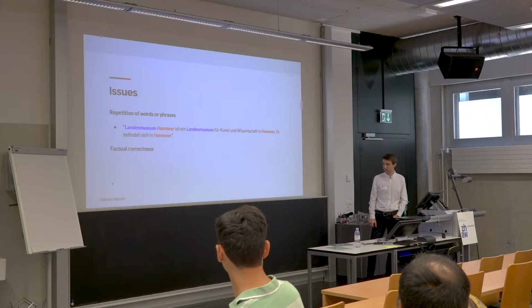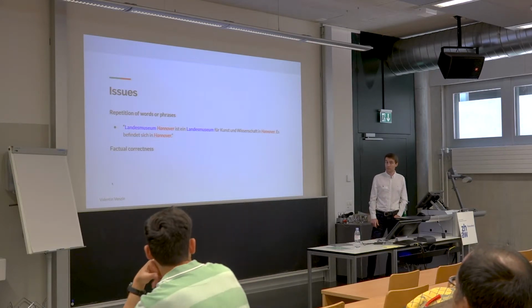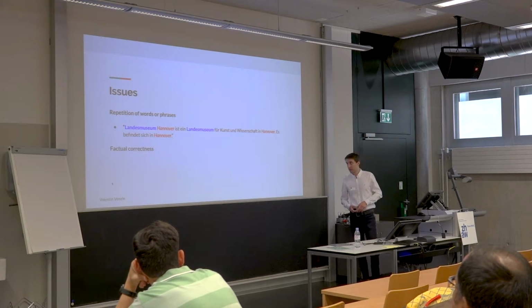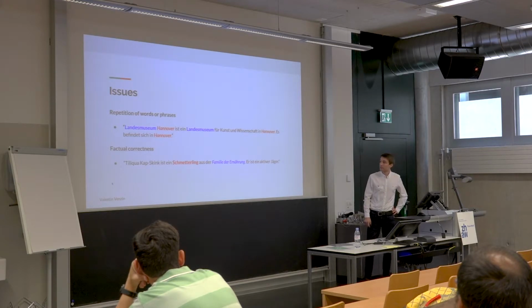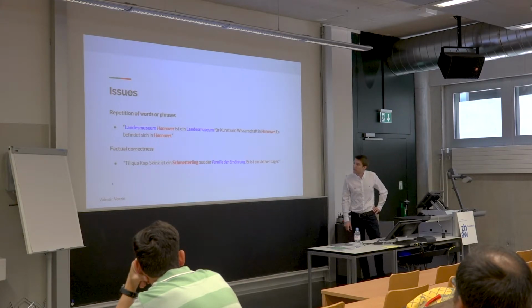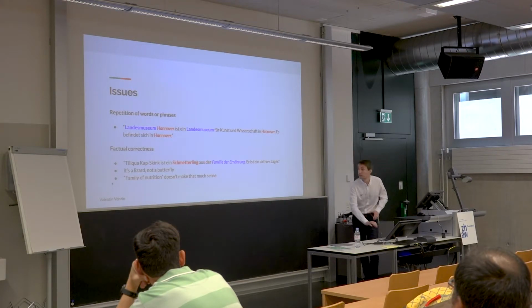And then the second issue that I want to talk about was factual corrections. Sometimes the model just makes things up, and we clearly don't want that. So for example, in this sentence we have Tilka Kapskink ist ein Schmetterling aus der Familie der Ernährung. First of all, it's not a butterfly, it's a lizard. And second, Familie der Ernährung, family of nutrition, doesn't make so much sense. So these things we want to avoid, if possible.